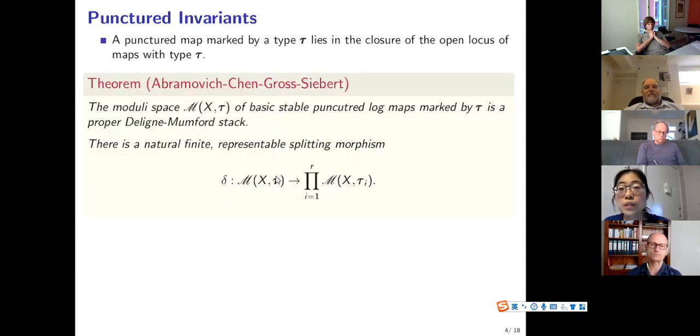And we define a punctured map to be marked by a type tau, which basically means that this map lies in the closure of the open locus of the maps with type tau. Okay. And the theorem by Abramovich, Chen, Gross, and Siebert says that this moduli space of basic stable punctured log maps marked by tau is a proper Deligne-Mumford stack. And also for the splitting process we just went through, there is a natural finite representable splitting morphism between these moduli spaces.